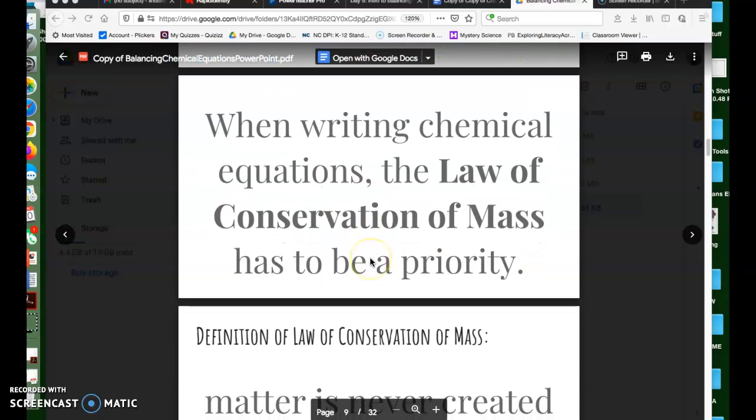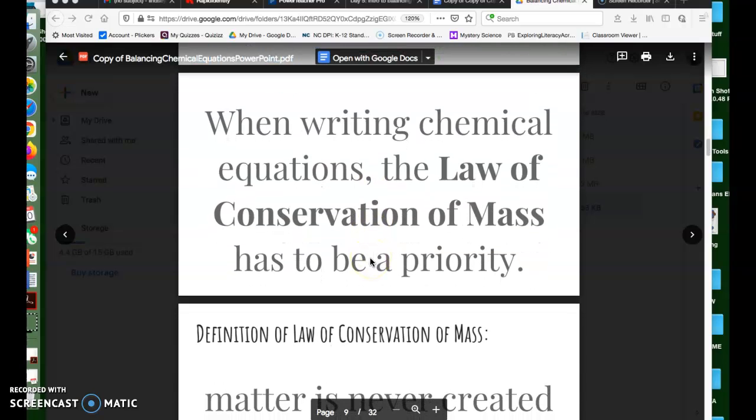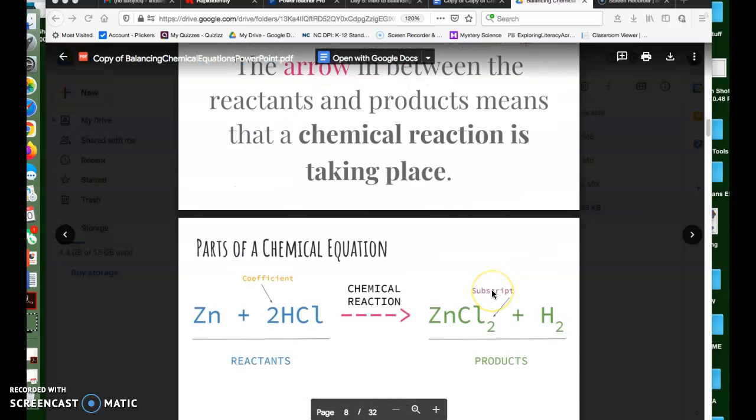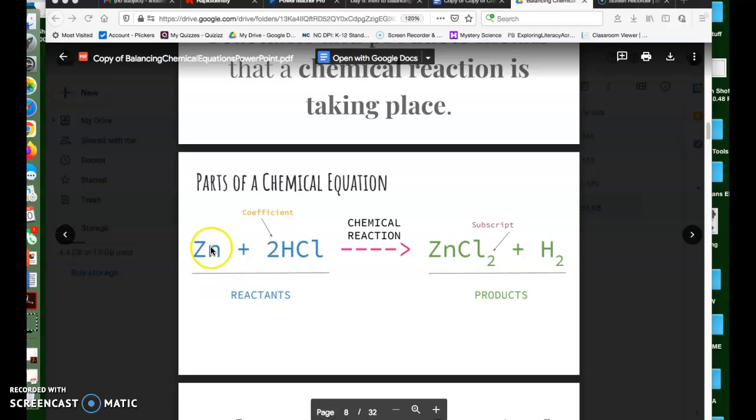When writing chemical equations, the law of conservation of mass has to be a priority. We haven't talked about this law yet, but we're going to talk in depth about it on Monday. In short, though, the law of conservation of mass states that matter is never created or destroyed. That means when I have a chemical reaction, what's present on the reactant side is going to be present on the product side as well. So if I start off here with 1 atom of zinc and 2 hydrogens and 2 chlorines, I'm going to have 1 atom of zinc on the product side as well as 2 chlorines and 2 hydrogens.